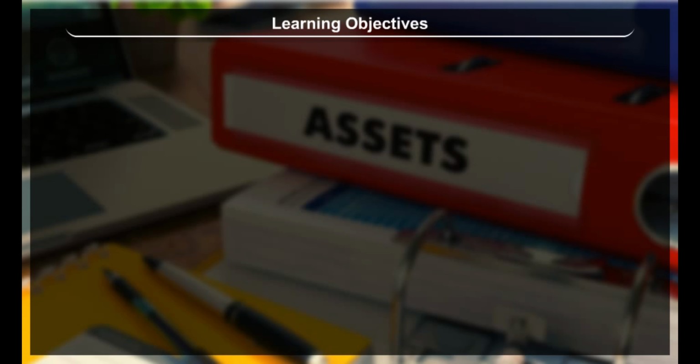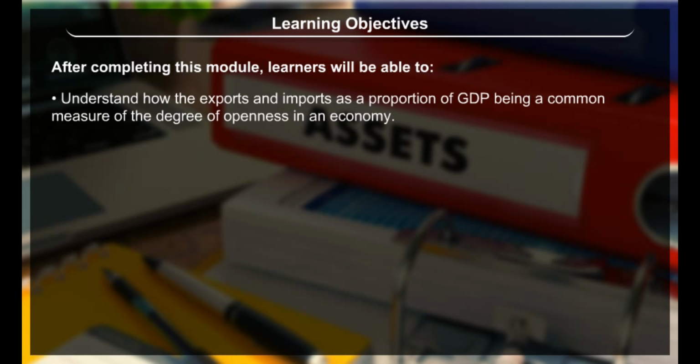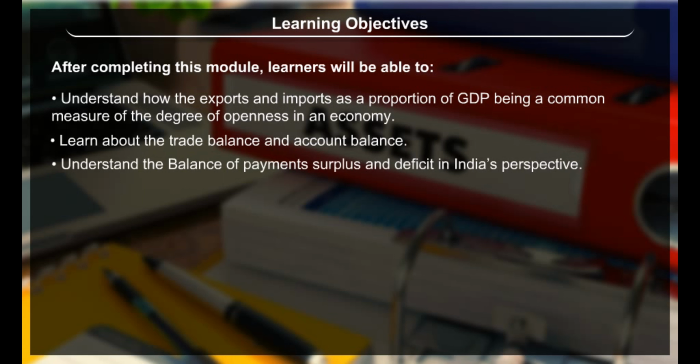Learning objectives. After completing this module, learners will be able to understand exports and imports as a proportion of GDP, being a common measure of the degree of openness in an economy. Learn about the trade balance and account balance. Understand the balance of payments, surplus, and deficit from India's perspective.